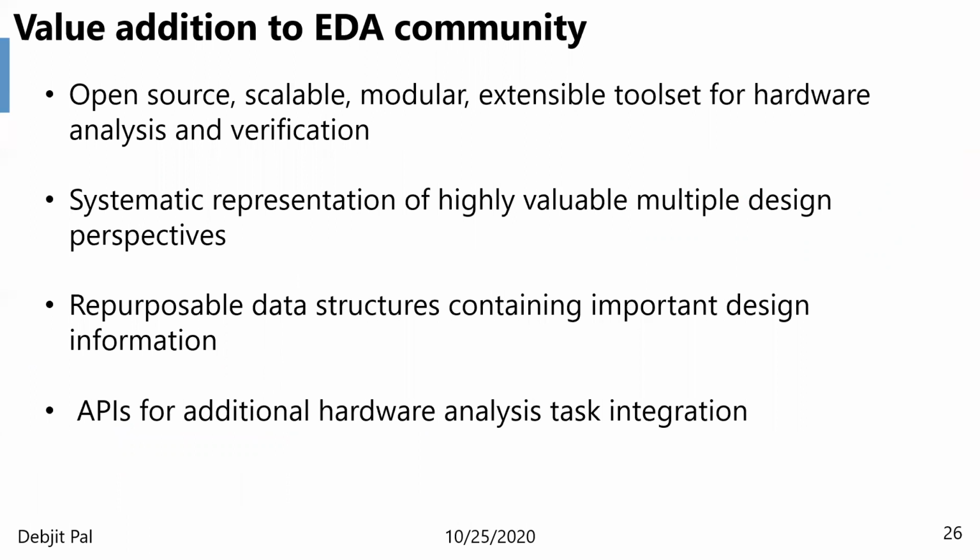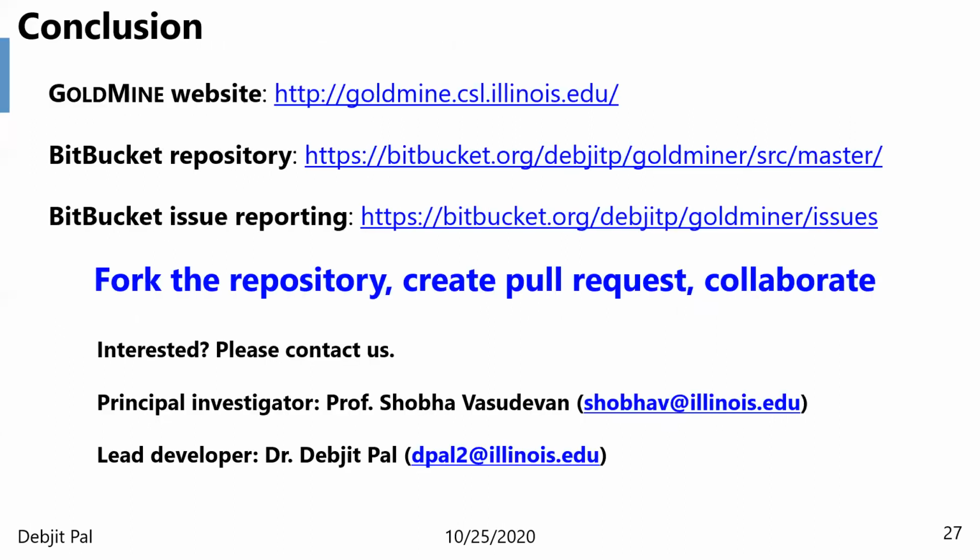Finally, to summarize, GOLDMINE adds lots of value to the EDA community. It is the first open source scalable modular toolset for hardware analysis and verification. It creates a systematic representation of highly valuable multiple design perspectives. We offer repurposable data structures containing important design information, and we also provide APIs for additional hardware analysis task integration.